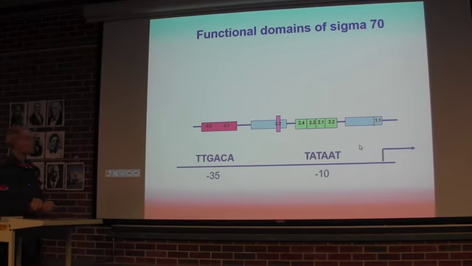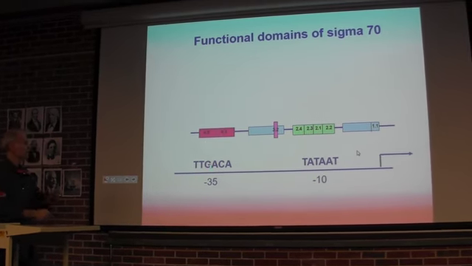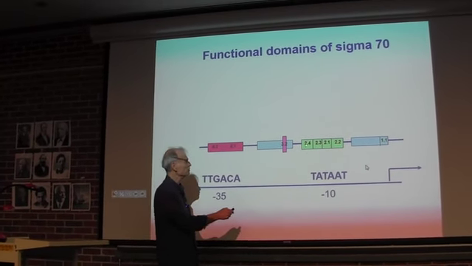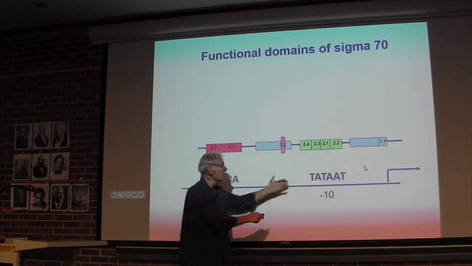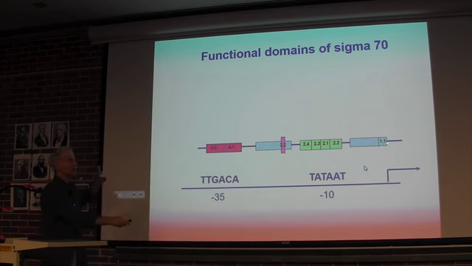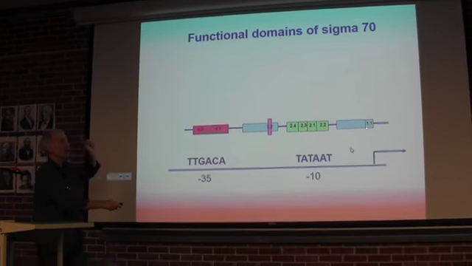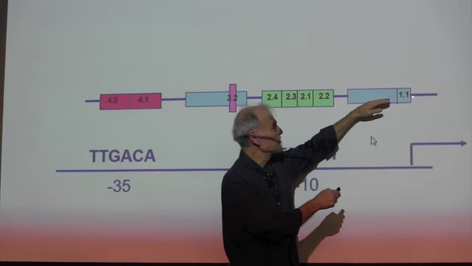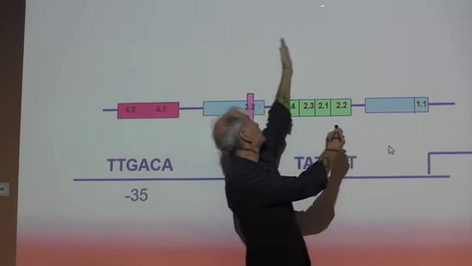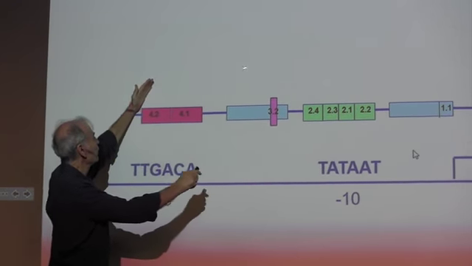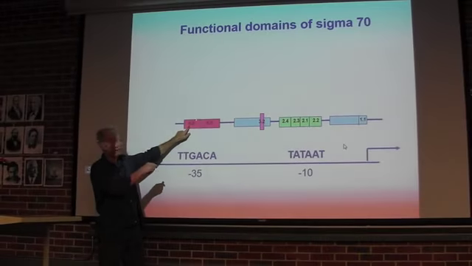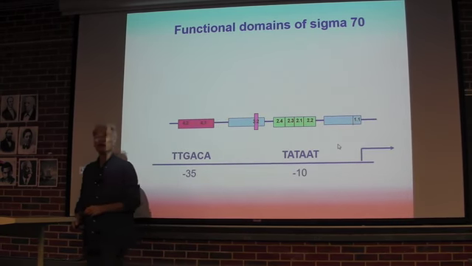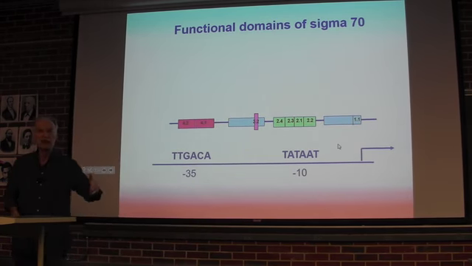Functional domains of sigma. 4.2 recognizes -35, 2.3 is -10, the melt, 2.4 is recognition of the TATA, 1.1 goes into the channel. We'll learn one other thing that it does. When it's not bound to core, sigma folds back on itself, and domain 1.1 interacts way back here at 4.2, making this thing so it cannot bind to DNA unless it is pre-bound to core.